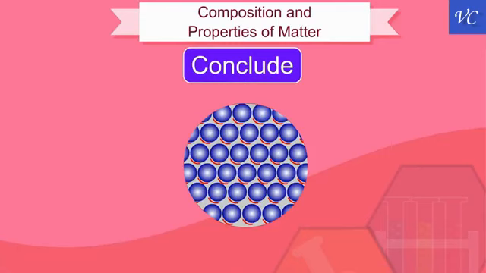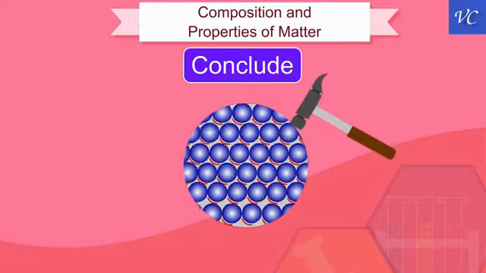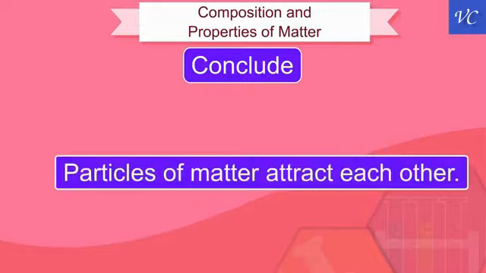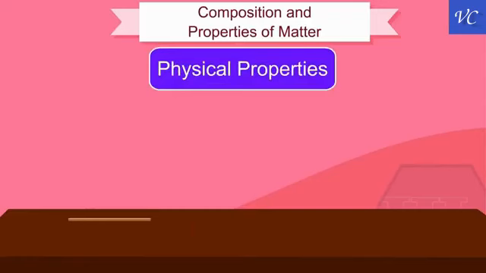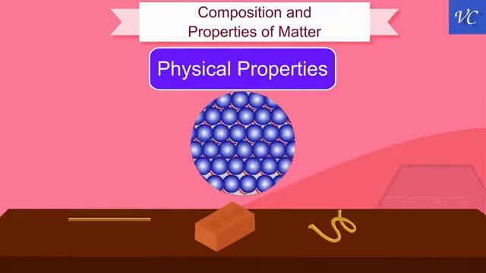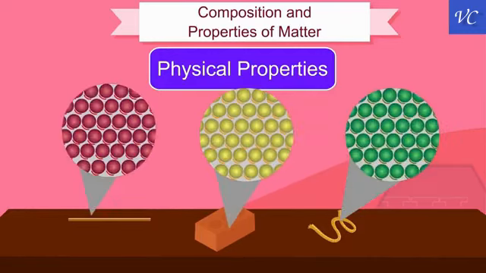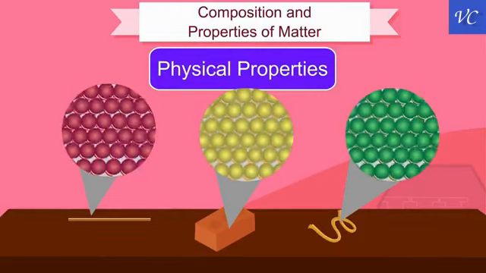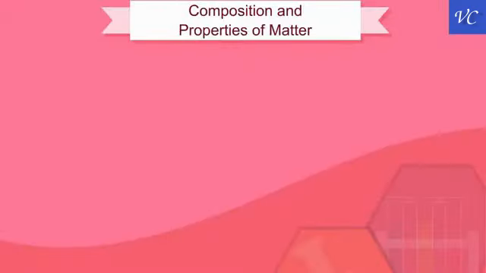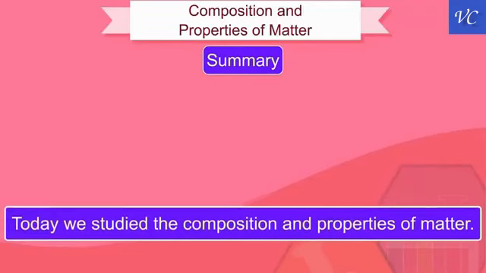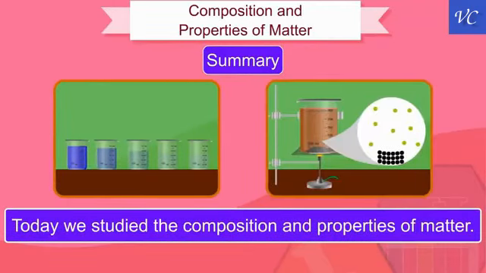Because a force acts between the particles of matter. This force holds the particles together. In other words, particles of matter attract each other. Do all three objects require the same force to break them? No, not at all. This is because the strength of the attraction force between the particles of matter varies in each matter. So friends, hope that now you have got a good understanding of the composition and properties of matter.